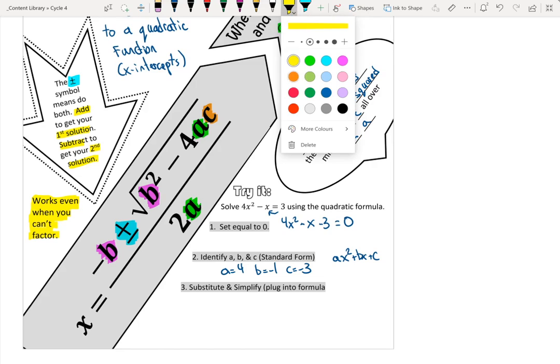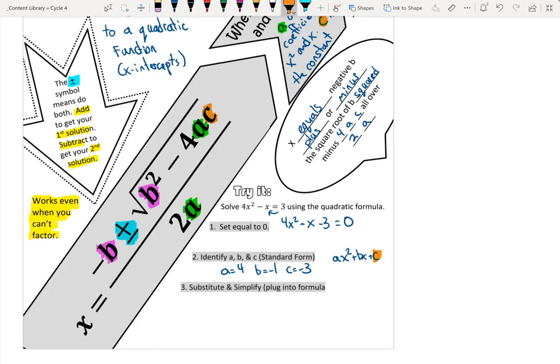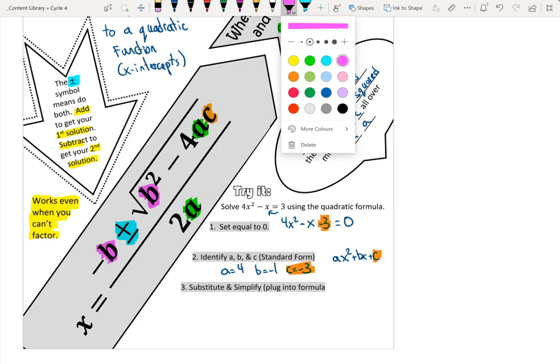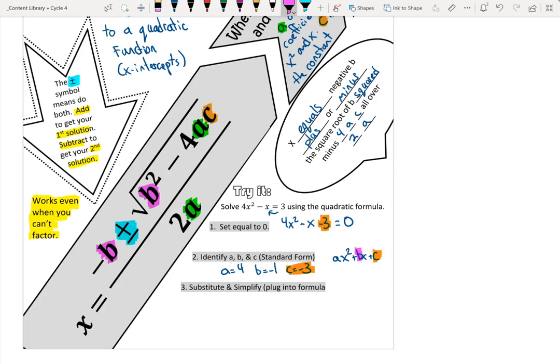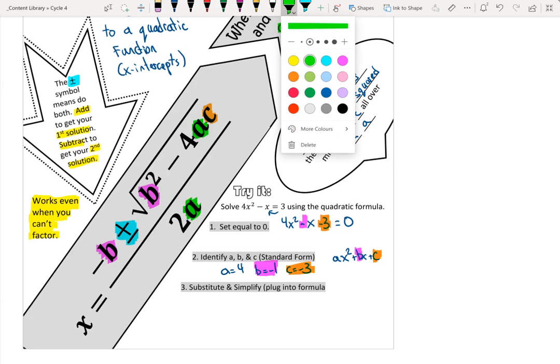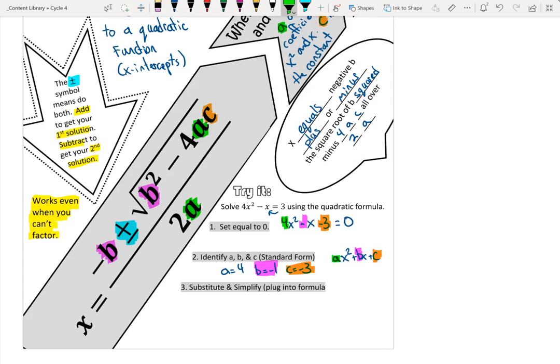Again, I'll go back and highlight things. So c is that constant, the number on its own. We have b with the x, so we don't see a number here in our equation, but we see a negative, so that means it has to be a negative 1. And then lastly, our a is with the x squared, so a has to be 4.